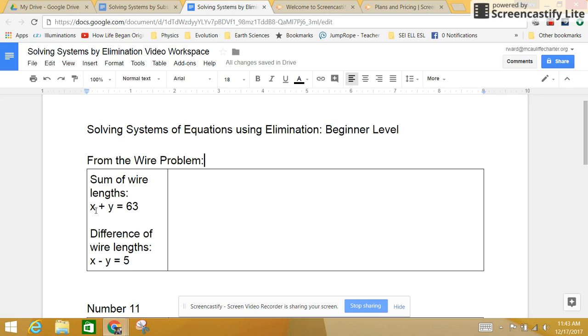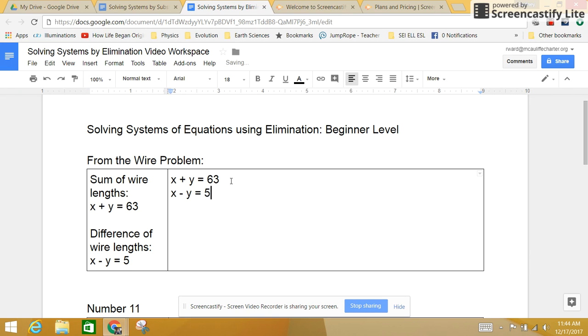We had two pieces of wire. One of them is 5 longer than the other, so we have a difference of x minus y equals 5. And together they make 63 centimeters. x plus y equals 63. So I'm going to copy these two equations over into my workspace, and I'm going to use the elimination method.